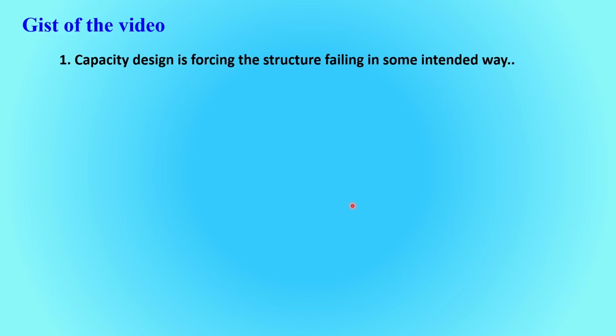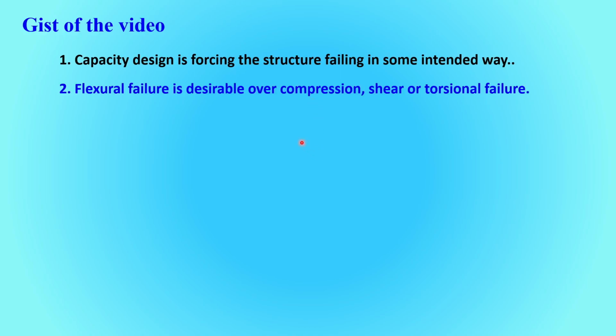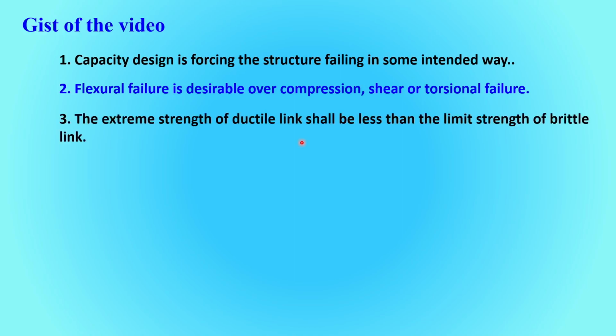If we make a gist of what we have learned in this video, capacity design is forcing the structure to fail in some intended way. The intended ways are, as we have seen, it should fail in a ductile way, it should fail in flexural mode instead of shear mode, torsional mode, buckling mode, etc. Flexural failure is desirable over compression failure, shear failure, torsional failure, etc., for the reasons we have already discussed.